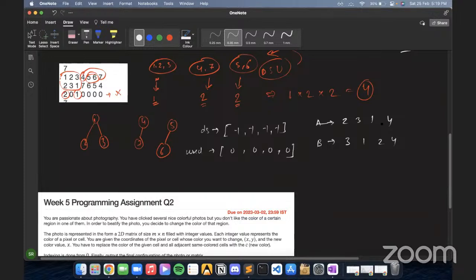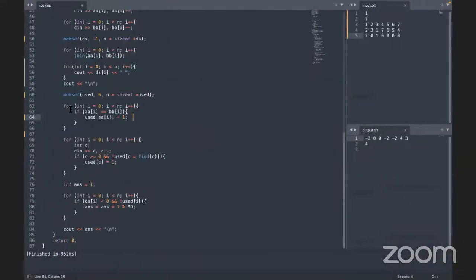Now if you look, we need to remove 4 from all the considerations, all the groups. So in the used array, we'll mark it as 1. And any other occurrence where A i is equal to B i, right? This is what our code is doing. Here it's traversing from 1 to n, and it's marking used equals 1 at the index for all A i equals B i. Okay. Now what we have to do is count the groups, right?